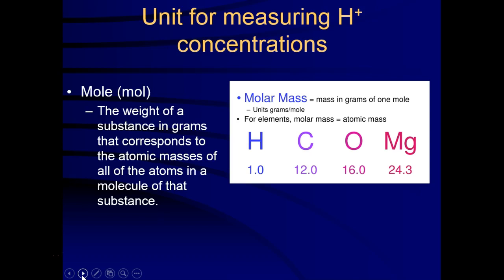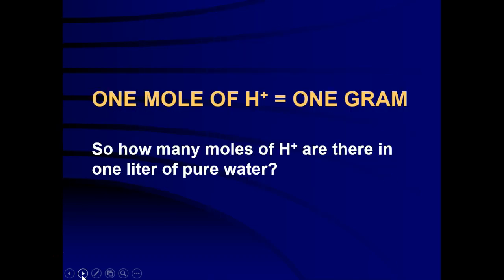Now, if 1 mole of hydrogen is equal to 1 gram, how many moles of hydrogen are there in 1 liter of pure water? So here we have a liter of water, and we want to know how many moles of hydrogen there are. And if 1 mole is equal to 1 gram, then we know how to calculate that.